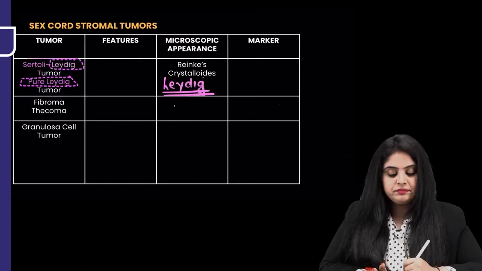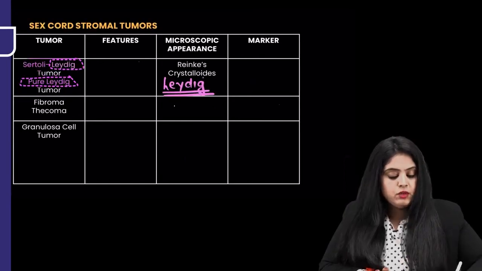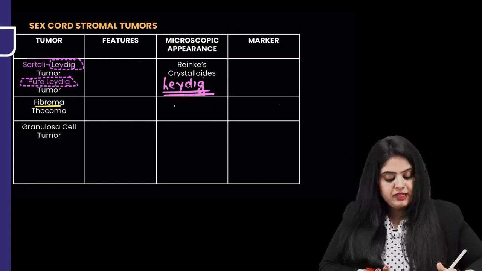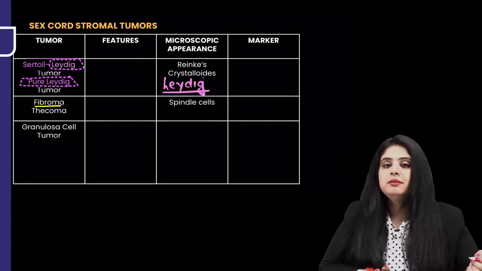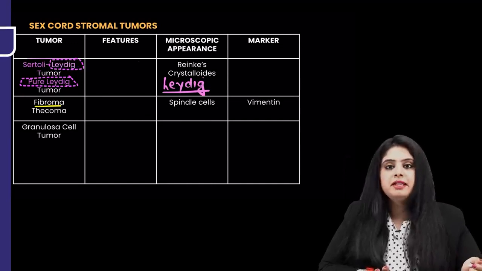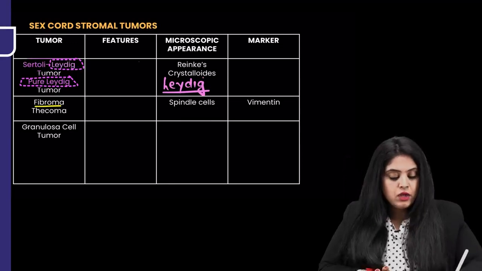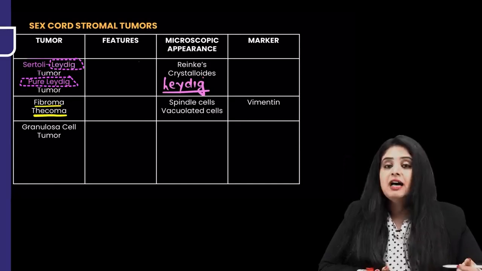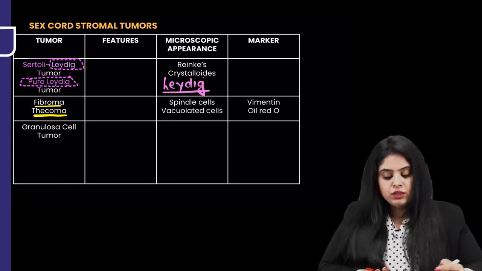So one is done. Next I go to a tumor called fibroma. Fibroma matlab ऐसा लंबा fibrous cells. Long fibrous cells basically means spindle cells. And spindle cells are positive for what? Vimentin. There's another tumor called thecoma. Theca cells are all fatty cells. Theca cells are vacuolated. Fatty matlab what is the stain? Oil red O positive.